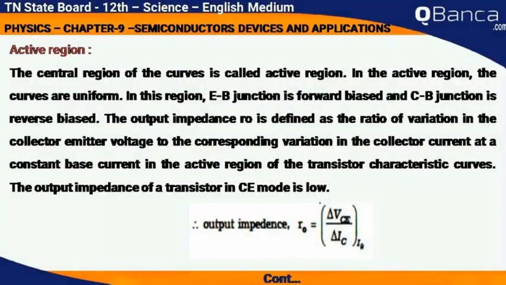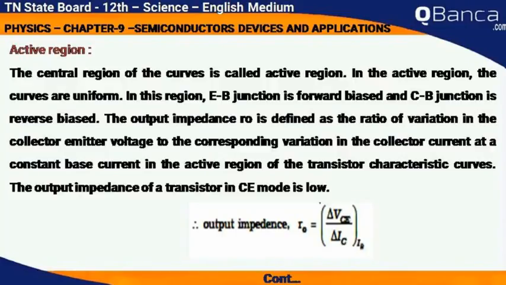Active region. The central region of the curves is called the active region. In the active region, the curves are uniform. In this region, the EB junction is forward biased and the CB junction is reverse biased.